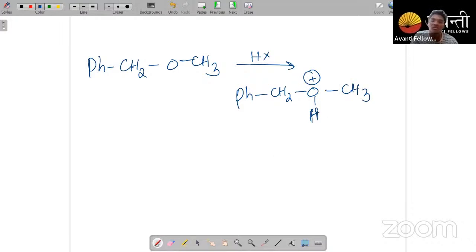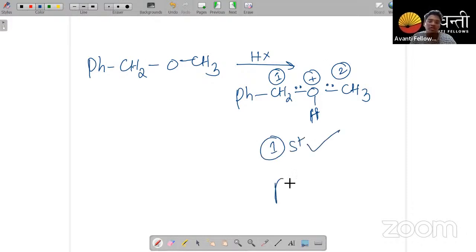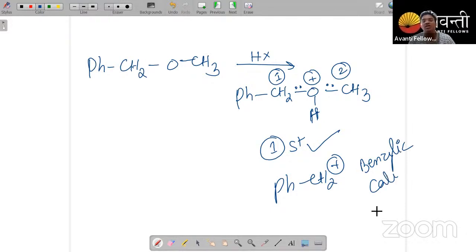And in this case now, where will the oxygen take the electrons, from this carbon or from this carbon? Obviously, it will take from the first carbon. Why from the first carbon? Because you are going to get a benzyl cation. What we call a benzylic cation, which is resonance stabilized.